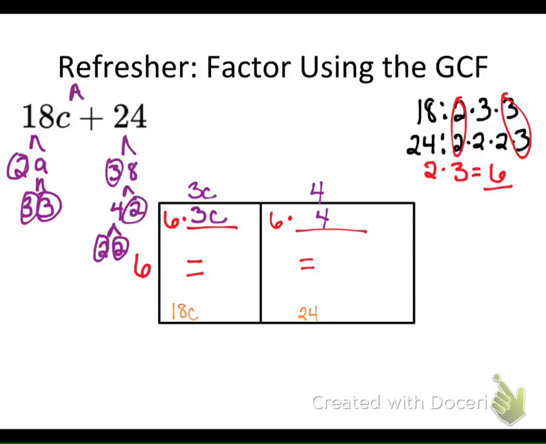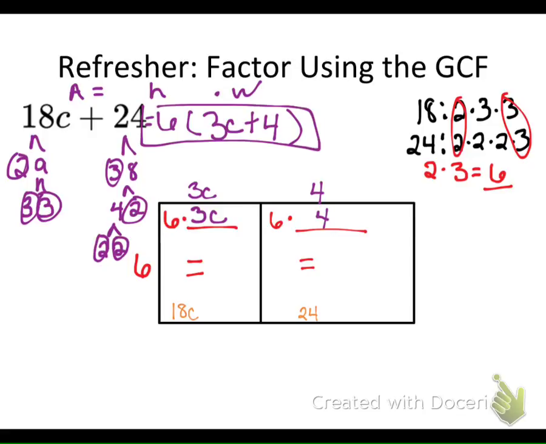And now we're going to write the rest of our formula. So A equals height times width. We have our height of 6. We have our width of 3C plus 4. Close parentheses. Oops, don't forget your equal sign. And box your answer. Everyone good with that? Perfect.